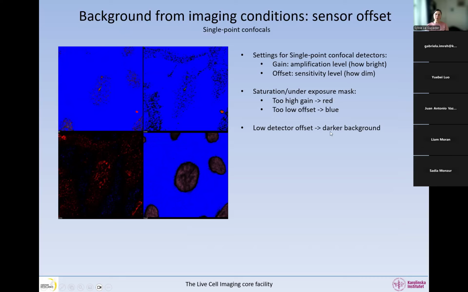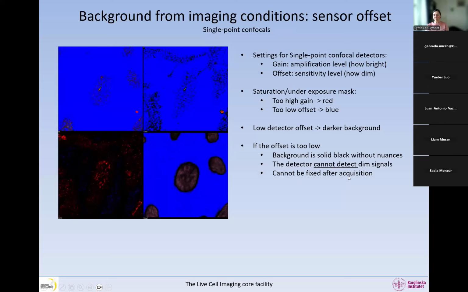If we have a low detector offset, you will get a darker background. But if your offset is too low, then you will get a solid background of zero intensity without any nuances. You do not want that, and this type of image is likely to be rejected when you submit to an article, so be very careful because they check this sort of thing. Then the detector cannot detect the dim signal. When we lower the offset very much, you're telling the detector not to detect the dim stuff, so it's not going to do it. And that cannot be fixed after acquisition because the signal is just not detected.